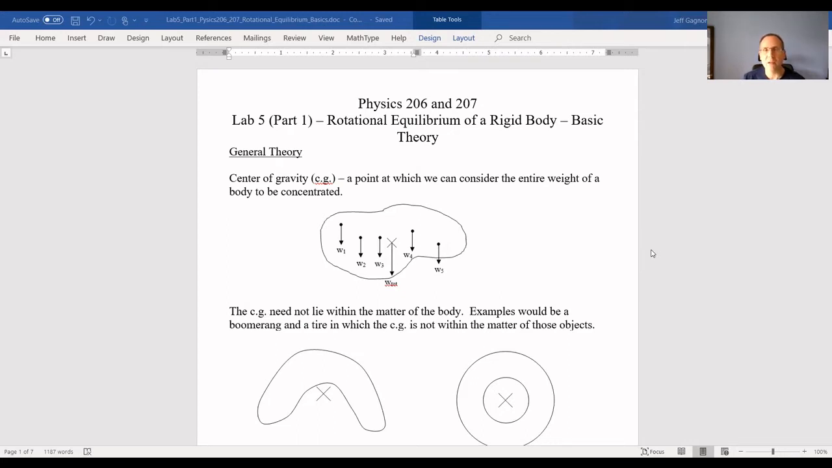Later in Lab 5 Part 2, we will do some applications. In fact, we will use torques in rotational equilibrium to predict the biceps force while someone is performing an isometric contraction, or while a mechanical model is performing the isometric contraction. And we will also use torques and rotational equilibrium to locate the center of mass of the human body. So part 1 is basic theory, part 2 is applications.